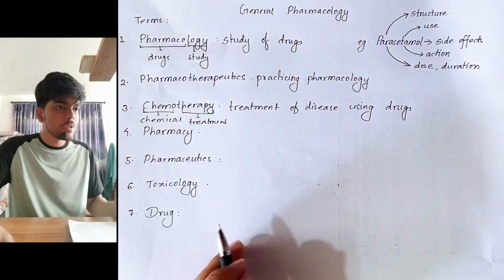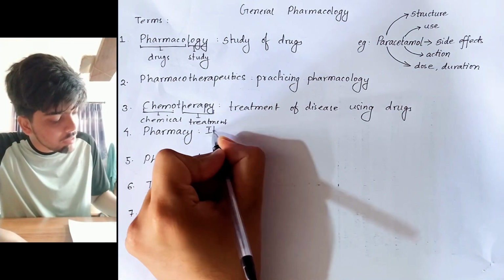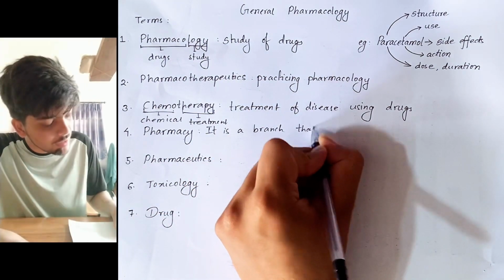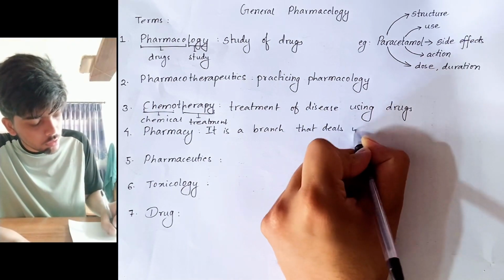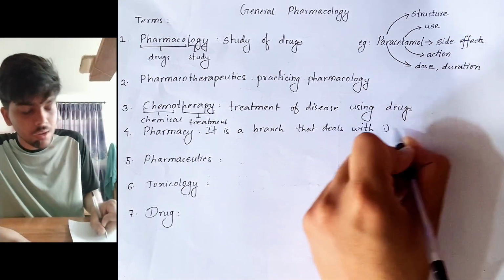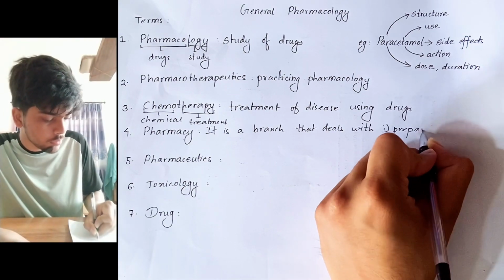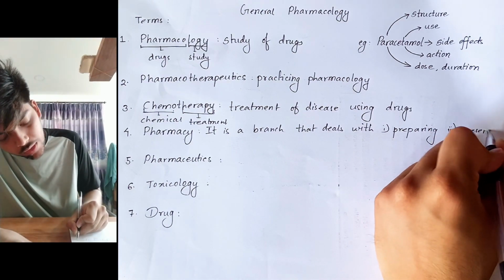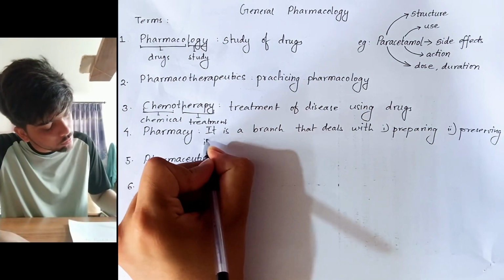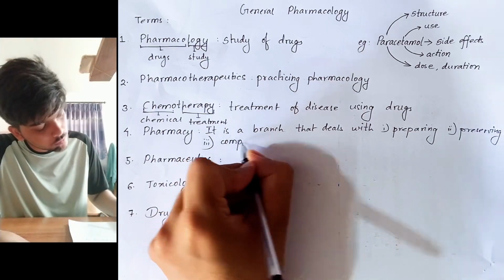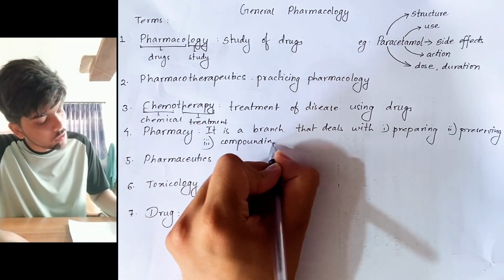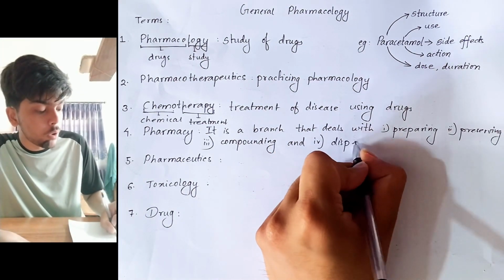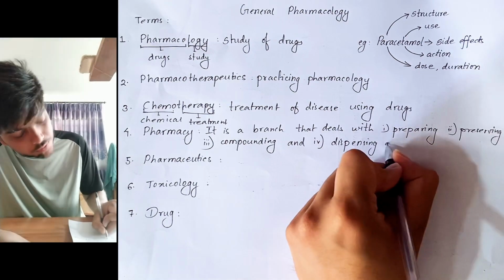Next, pharmacy. So pharmacy, it is a branch that deals with number 1, preparing, number 2, preserving, number 3, compounding, and number 4, dispensing. Dispensing of what? Dispensing of drugs.